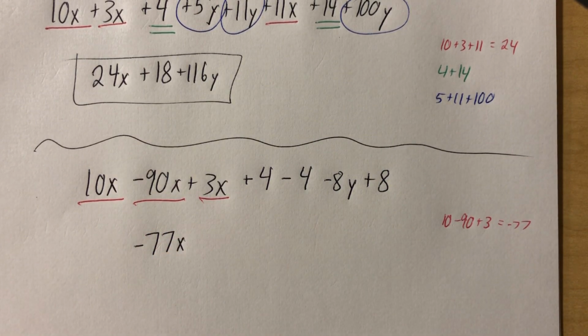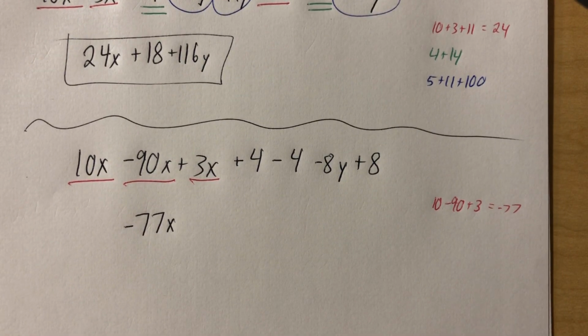77x. There we go. We just took care of the x's. And now we'll just move on to the next term that we see. I'm not putting this in a specific order. In other classes or in other contexts, we would, but I'm not right now.